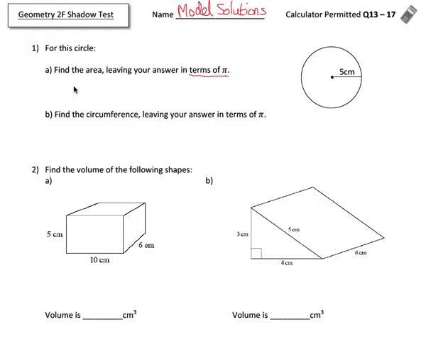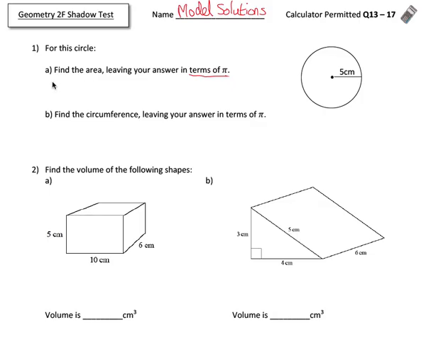Okay, so this is question 1 and 2 of the Geometry 2F shadow test. Now on the first question it asks you to find the area of this circle, leaving your answer in terms of pi. Now this bit that says in terms of pi is quite often put into a circle question where you're not allowed to use your calculator. So this is not a calculator question, but the fact that they put this in terms of pi means we can still do it. So do everything you would normally do to find the area of the circle.